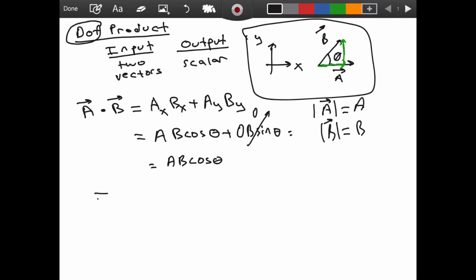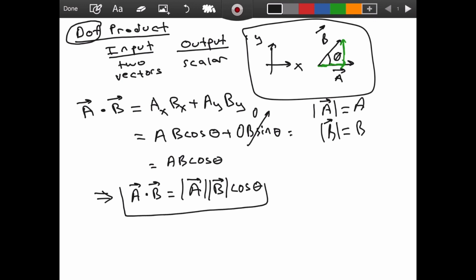If you want to express it one more time, the dot product of vectors A and B gives us a scalar quantity, and the magnitude of that scalar quantity is equal to the magnitude of the first vector, and let's just use the proper notation here, the magnitude of the first vector times the magnitude of the second vector times the cosine of the angle between them. We have just shown this to be true using the definition of dot product.